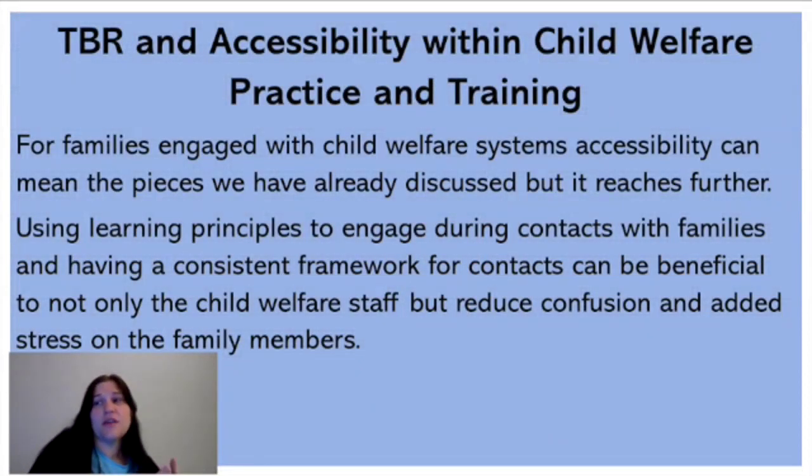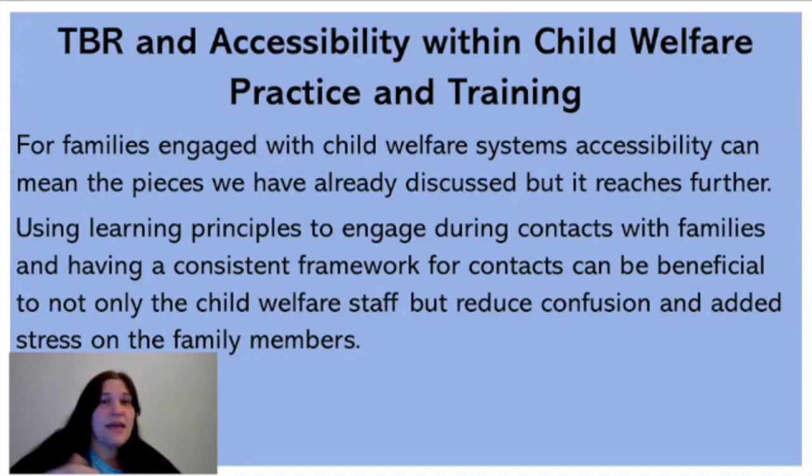So next I want to talk about how we can take that and use the principles of training from the back of the room and accessibility within overall child welfare practice. With families engaged in the child welfare system, accessibility can mean all the things that we've discussed. It can mean watching your hand gestures and facial expressions. It can be meeting them at their level, learning if there are language barriers, learning if there are developmental things that we need to worry about, how they think. But it reaches so much further than that.